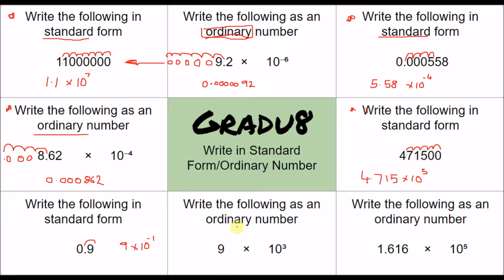Next one, write the following as an ordinary number, 9 times 10 to the power of 3. Out of curiosity, 10 to the power of 3 is just the same as 10 times 10 times 10, which is 1,000. So 9 times 1,000, really easy. You can just see how this works, it is 9,000. Then this next one, 1.616 times 10 to the power of 5. Ordinary number again. So go 1, 2, 3, 4, 5. That's going to be a 0 in there, and a 0 there. So you can have 1, 6, 1, 6, 0, 0.